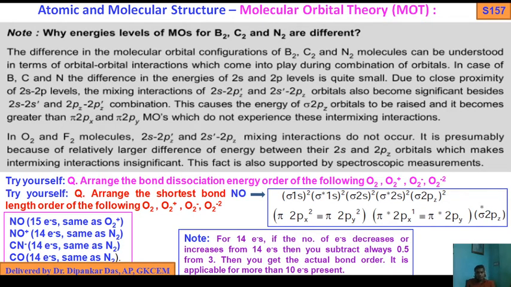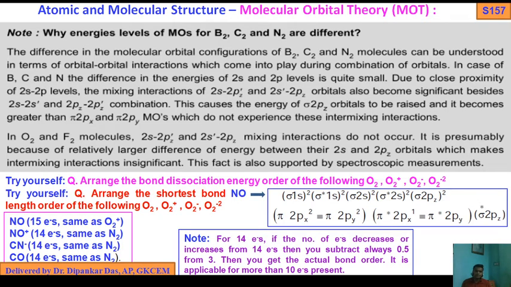Now you can find out the MO electronic configuration after getting the number of electrons. If greater than 14 electrons, then you should follow the oxygen MO diagram for the electronic configuration. If less than or equal to 14 electrons, you should follow the N2 MO diagram, the B2, C2, N2 MO diagram.